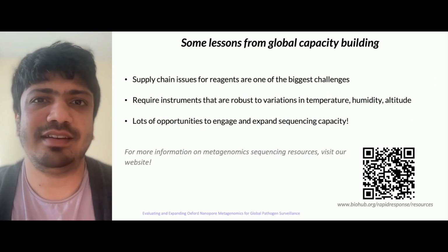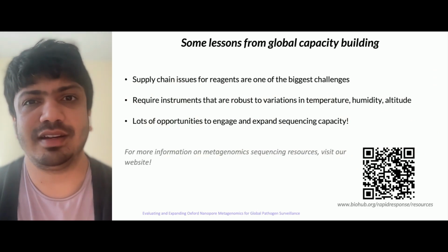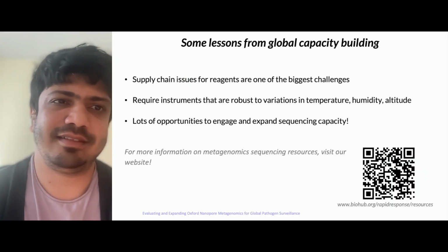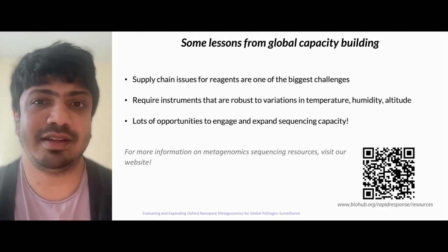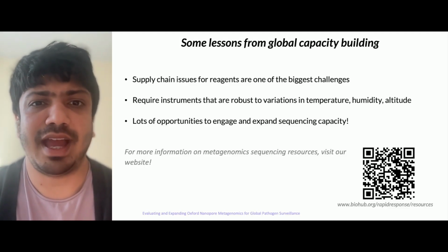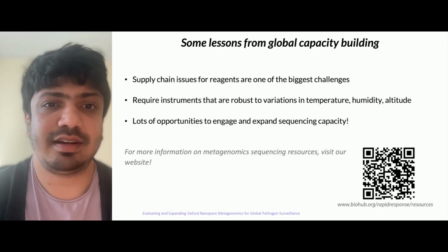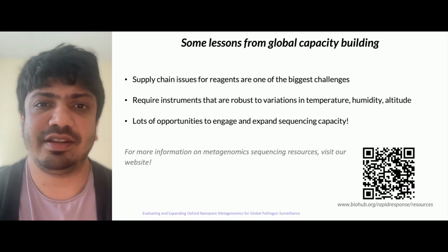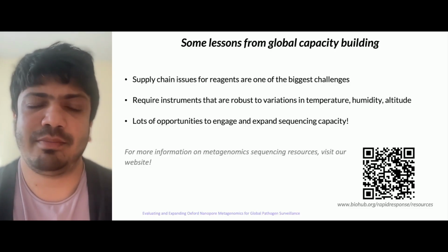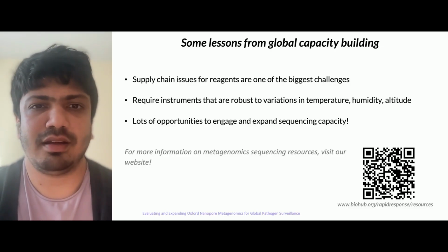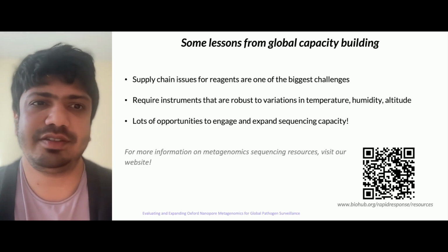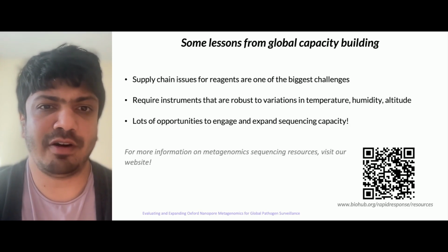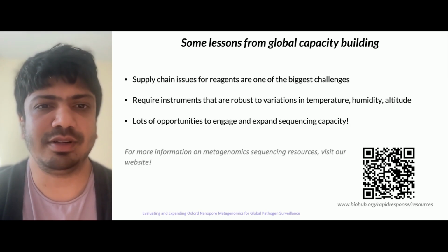And this is just some lessons from our work with global capacity building. What we've observed is that supply chain issues for reagents tend to be a really big challenge, and that having instruments that are really robust to variations in temperature and humidity can make a big difference. And we're excited about the new MK1D instrument for this reason. And also, through our engagements, there are just so many opportunities for collaboration and increasing global capacity.